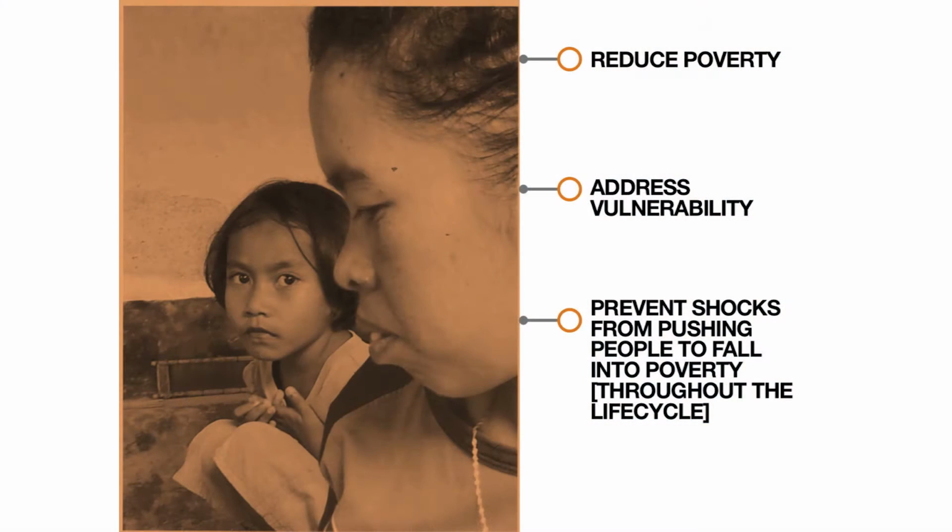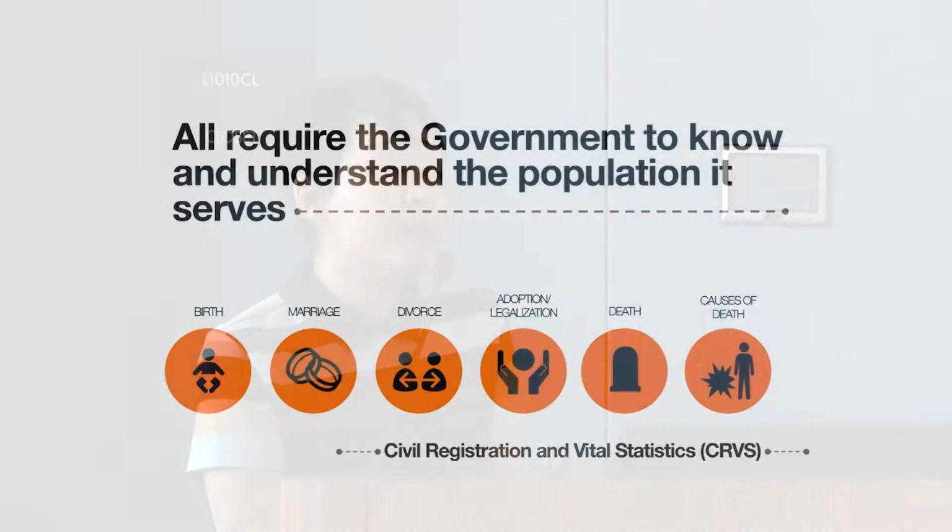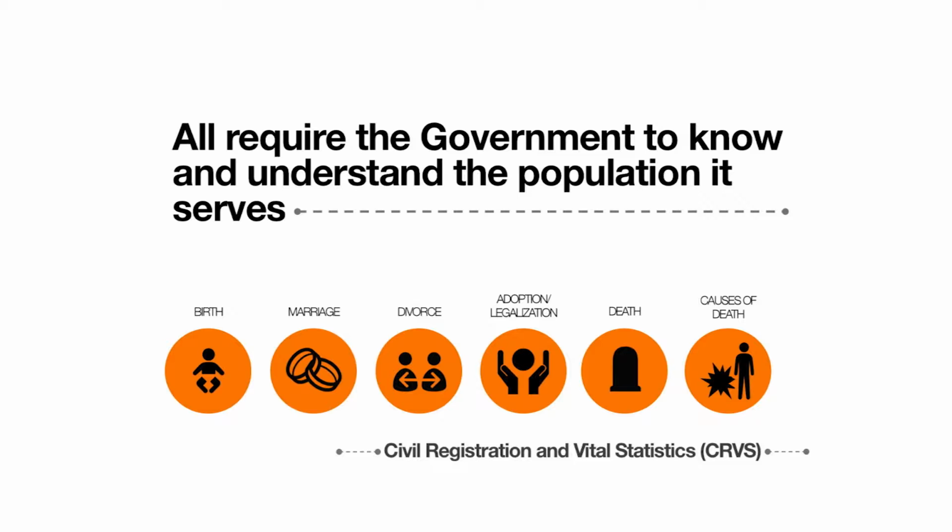I'm just going to highlight the 3 main priorities that the government is now focusing on. One is to reduce poverty, of course. We're still at 10 point something percent. Fifi will later, after lunch, talk in more detail about the poverty situation, as well as the programs trying to address the problems. The government needs to address vulnerability, and needs to prevent shocks from pushing more people into poverty throughout the life cycle.